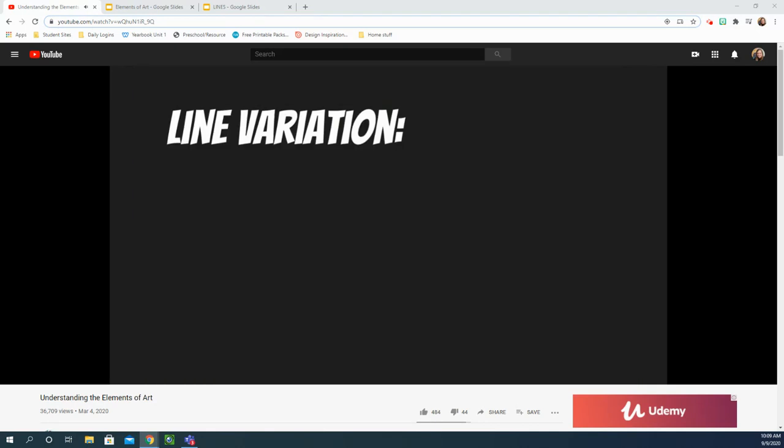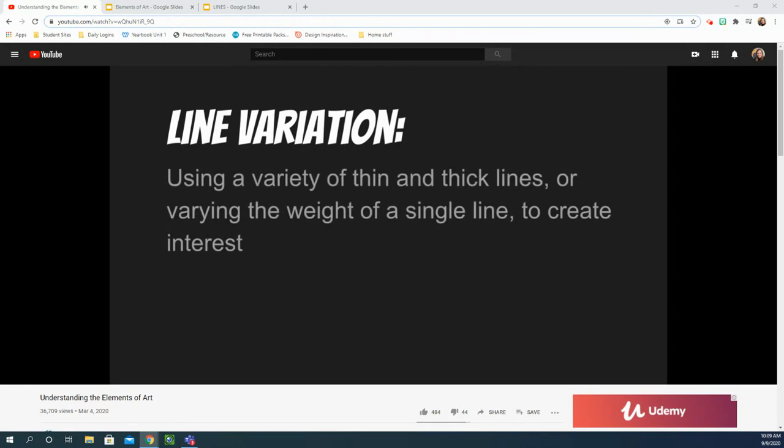Now, line variation. When we talk about line variation, we're talking about using a variety of thin and thick lines, or varying the weight of a single line to create interest. So when I talk about line weight, I'm talking about how thick or thin it is. So if we vary the weight of a single line, we might start very thin and then make it get thicker in the middle and then thin again at the other end.